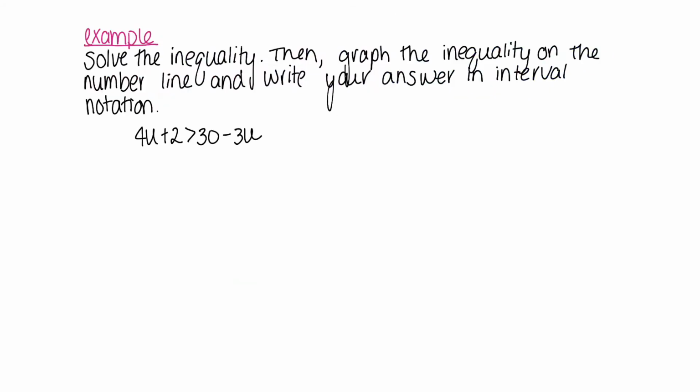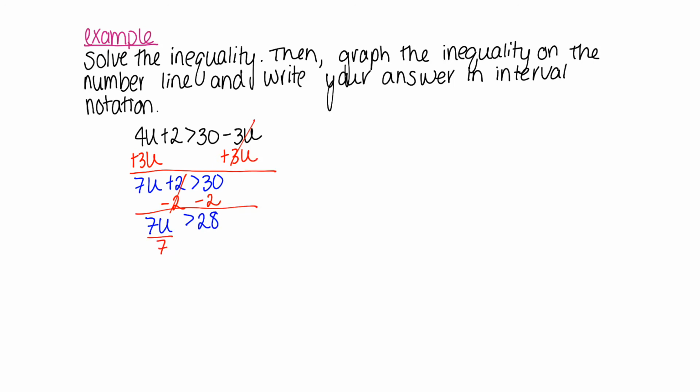Let's go ahead and work on another one. We have 4u plus 2 is greater than 30 minus 3u. Same process, right? We want to put our variables on the left, so I'm going to add 3u to both sides. That will cancel those 3u's on the right. 4u plus 3u is 7u. The plus 2 comes down, greater than 30. Then to get the 7u alone, I'm subtracting 2 on both sides. So I have 7u is greater than 28.